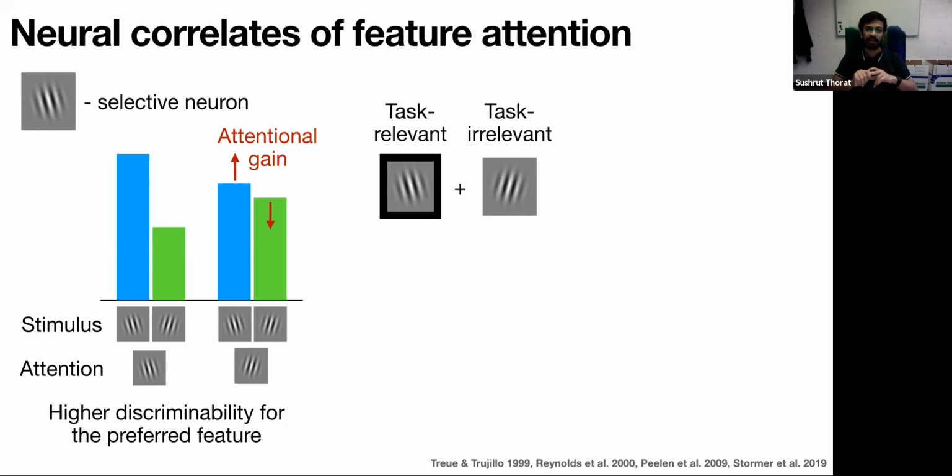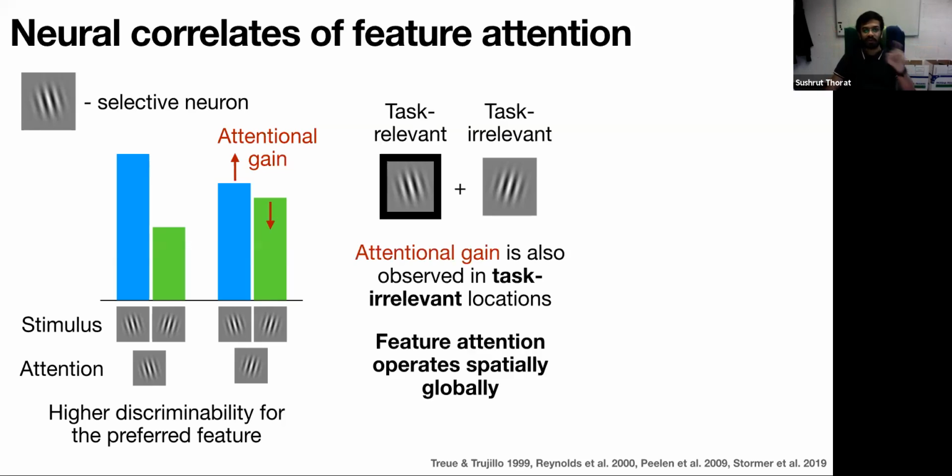Now, what is interesting is that you can also find this attentional gain signal in task irrelevant locations. So let's say the monkey was fixating and doing a task on the left in the left visual field. So it was trying to discriminate between orientations in the left visual field. And currently the relevant feature was left tilted gabors. Now we can find a neuron whose receptive field is in the right visual field and measure these responses shown on the left for that neuron. And you also see attentional gain signals for that neuron. So now that neuron's receptive field is completely task irrelevant, but you also see this feature attention signal there.